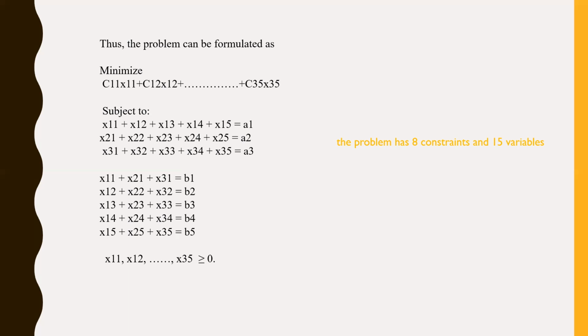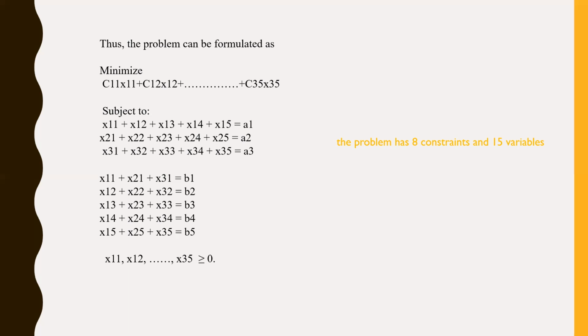After getting all the allocations, we have to check if it is non-degenerate or not, which means m plus n minus 1 should be equal to the total number of allocations, where m is the total number of factories and n is the total number of destinations. Then the allocations should be multiplied with the allocated cells' cost, and then we get the total transportation cost by using the northwest corner method.